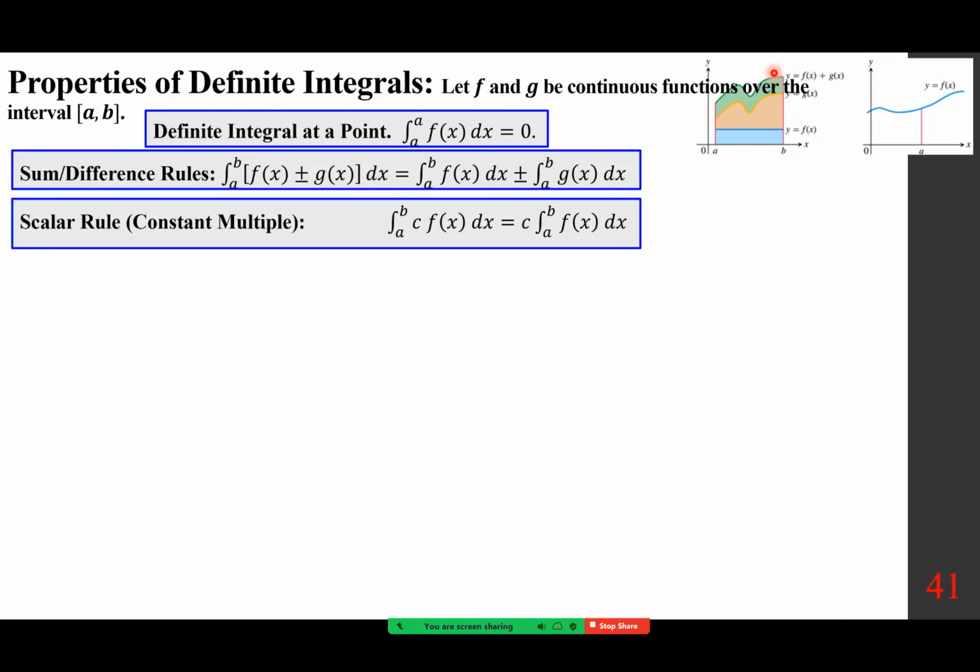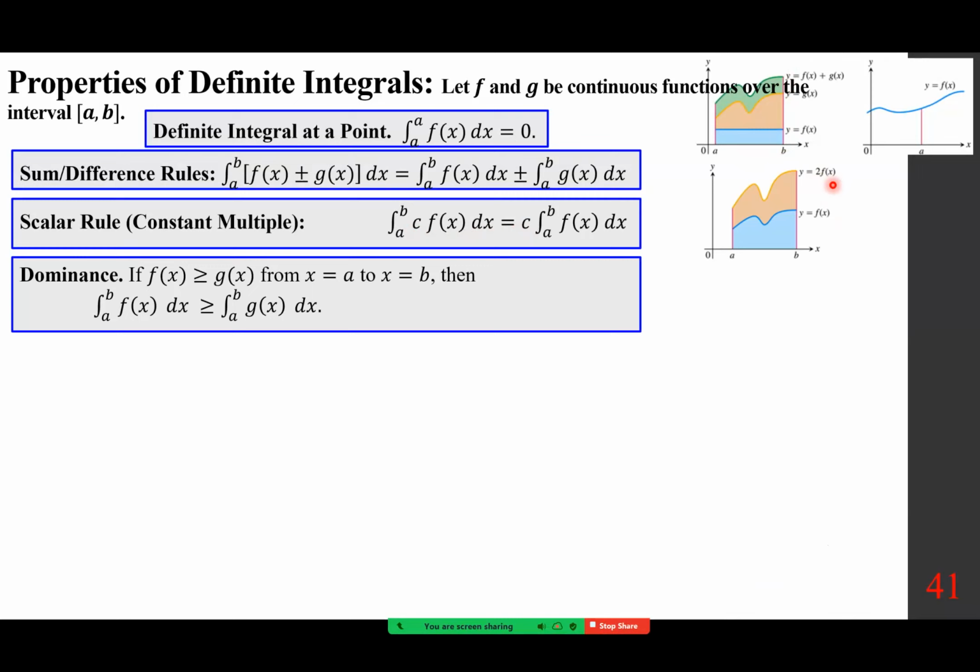Scalar rule: if we multiply by a number, we can take it out. So this is f of x, this is like 2 times f of x, in the area under the curve. Dominance: if f is larger than g from a to b, then the integral of f of x dx from a to b is larger than or equal to the integral of g of x dx from a to b. So f is on top of g from a to b. It doesn't matter what happened before a or after b. Just from a to b, this is larger than this because it covers the area under the curve.